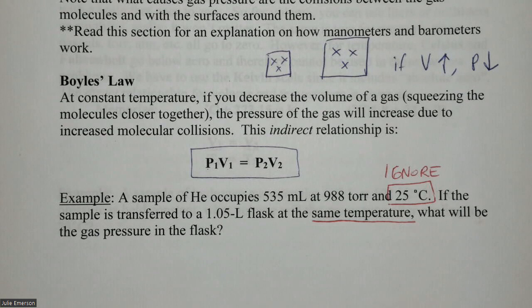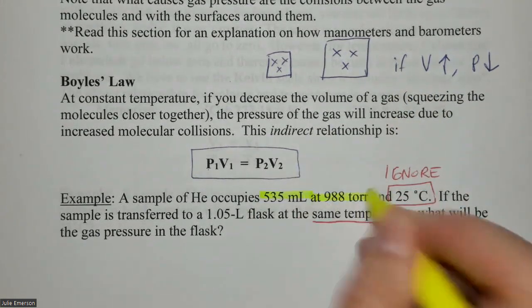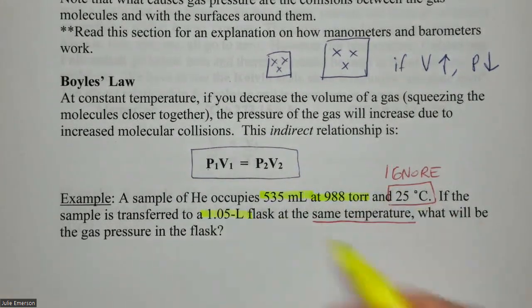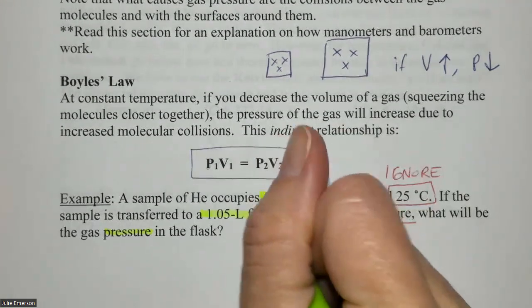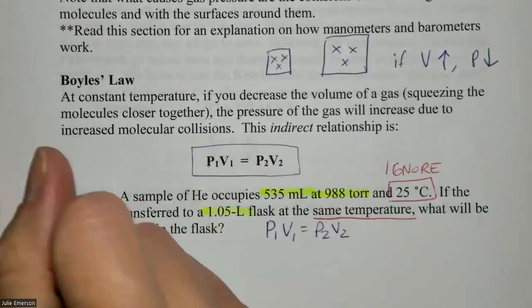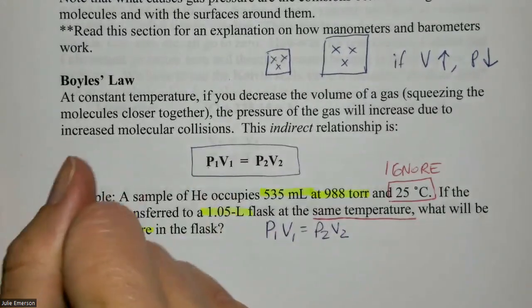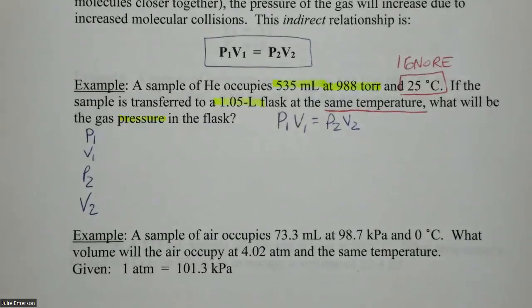Then the other thing I need to think about is I've got 535 milliliters at 988 torr, volume's going to 1.05 liters, and we want to know what the new pressure will be. So what I always did with these is pick my formula, P1V1 equals P2V2, and then I line everything up. And of course, you do not have to do this. I think it helps me be organized.